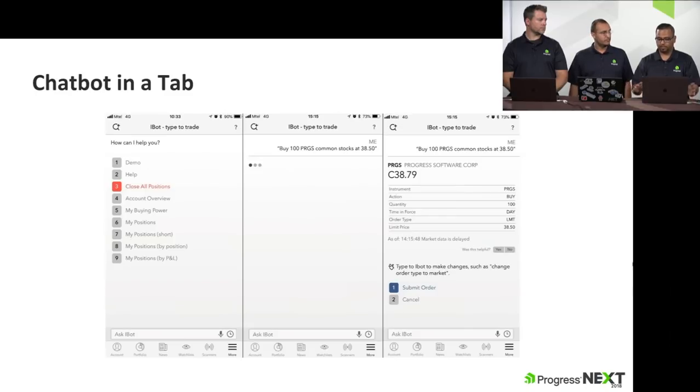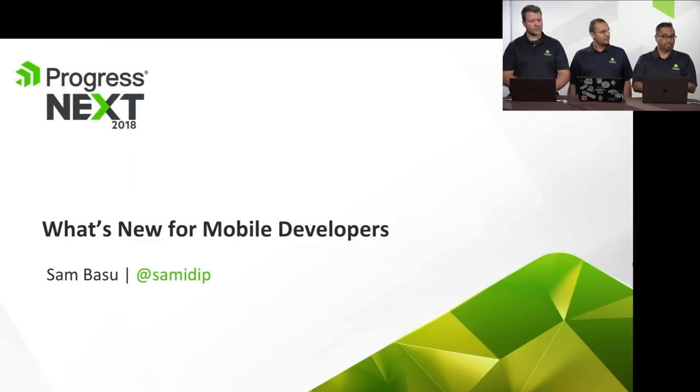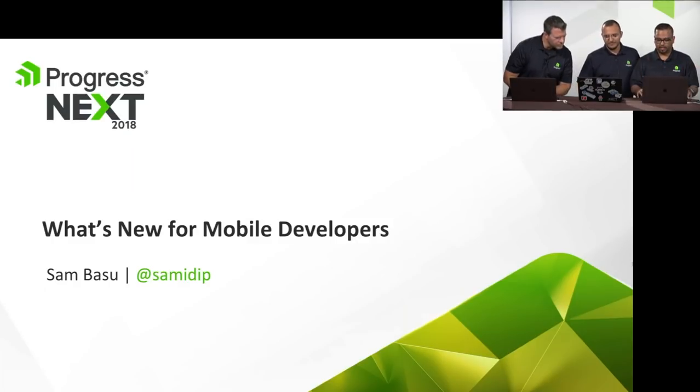R2 was a busy release, so let's dive into things. We're going to change things up a little bit. I'm going to talk about the mobile things first, and then John talks about the desktop. We'll talk about the web, and then we'll close it out with reporting. So let's take a look at what mobile developers can gain from our R2 release and what's in store for us.